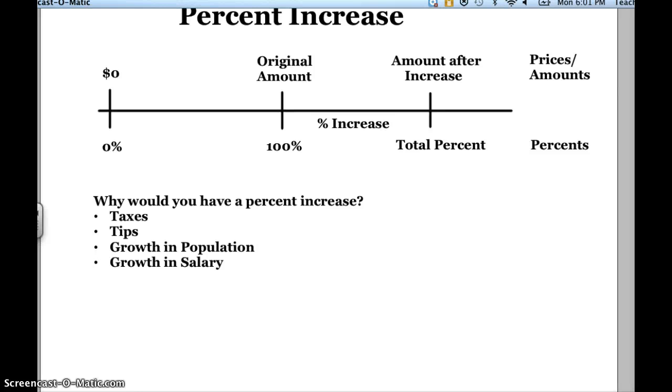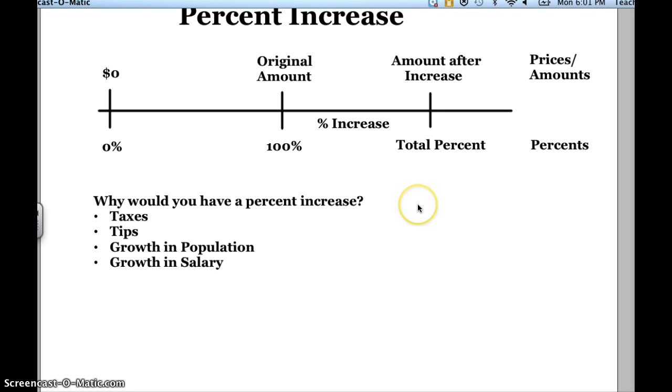Okay, Oak Rovers, this is going to be a video to help you set up a proportion and solve problems that are percent increase problems. Hopefully you've already watched my video on how to set up a proportion to solve percent decrease problems. The problems we're going to be doing today are basically the exact same thing, but instead of having my percent decrease, today my percent is going to increase.